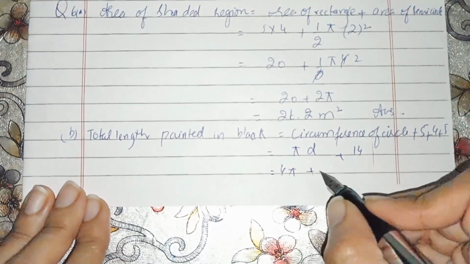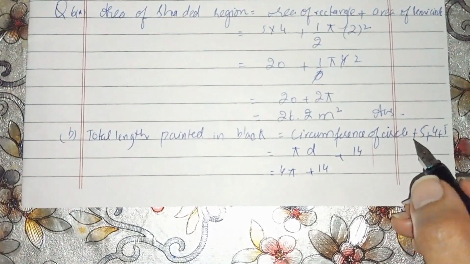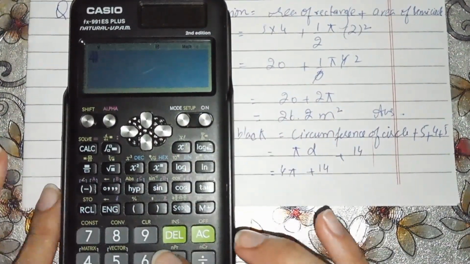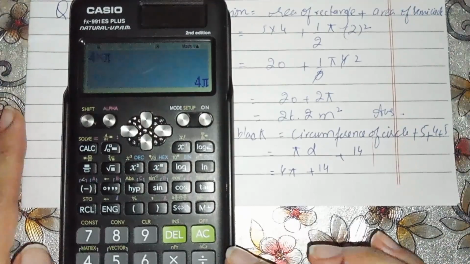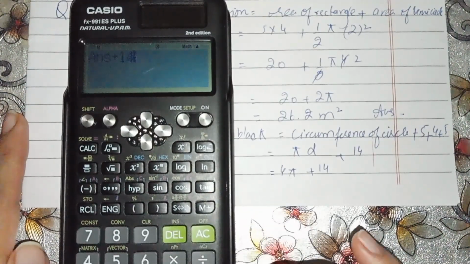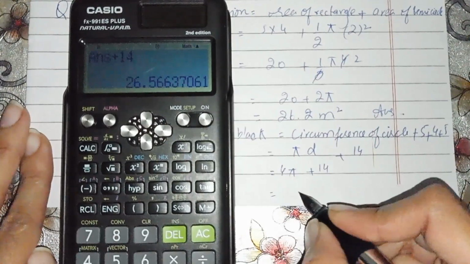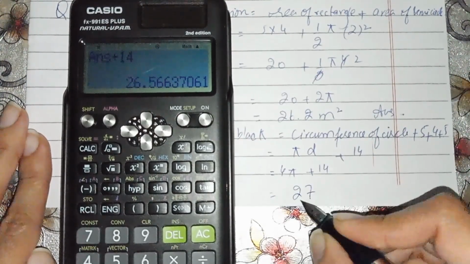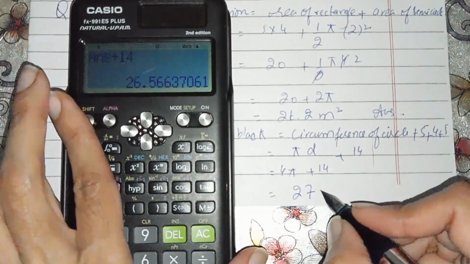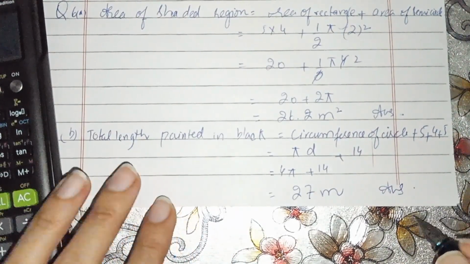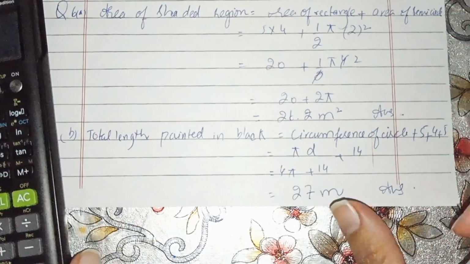4 multiplied by pi plus 14, and we get 26.5. By rounding we can write it as 27 meters. And now students, this is the answer of B part. Now question number 6 is solved.